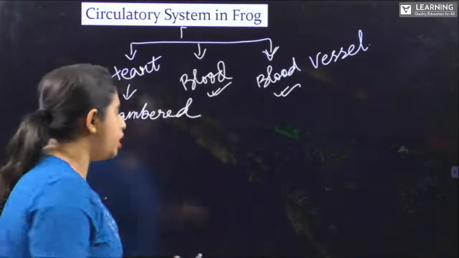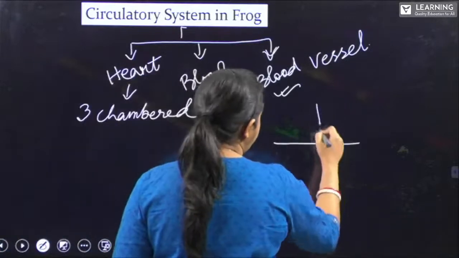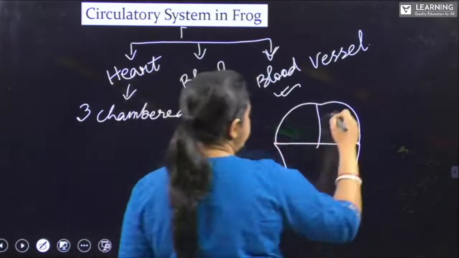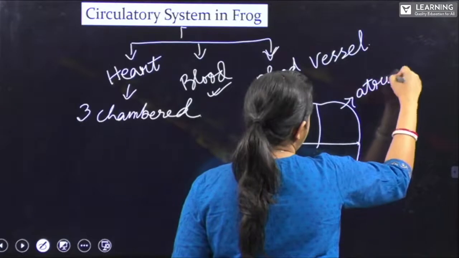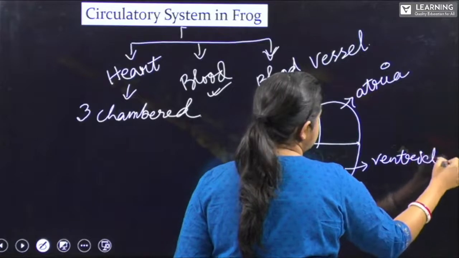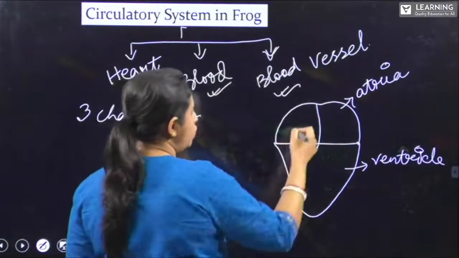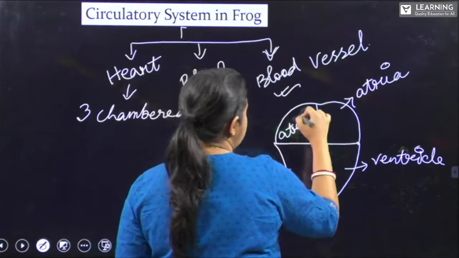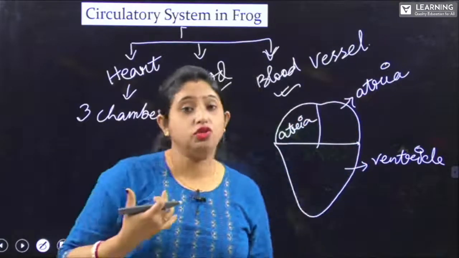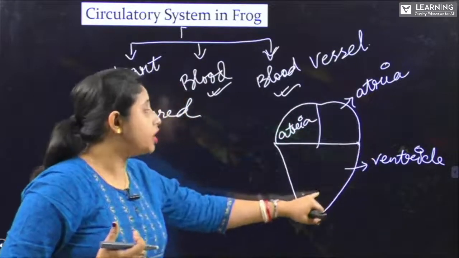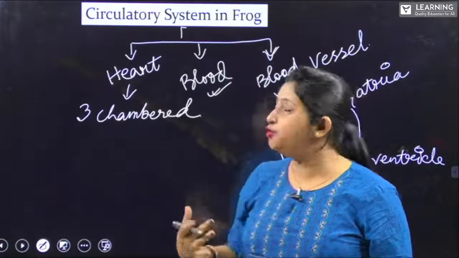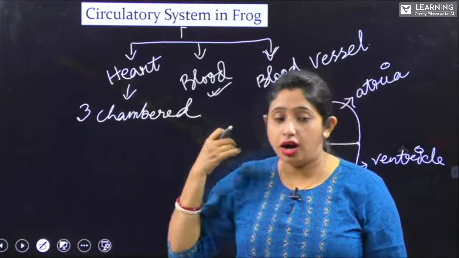Okay, they have got a 3-chambered heart. So, how does a 3-chambered heart look? That is, they will be having 2 atria and 1 ventricle. Okay, so something like this. So 2 atria and 1 ventricle. So the blood first comes to the atria, and then it is transferred to all the parts of the body with the help of the ventricle. So they also have blood vessels, they also have heart, they also have blood.